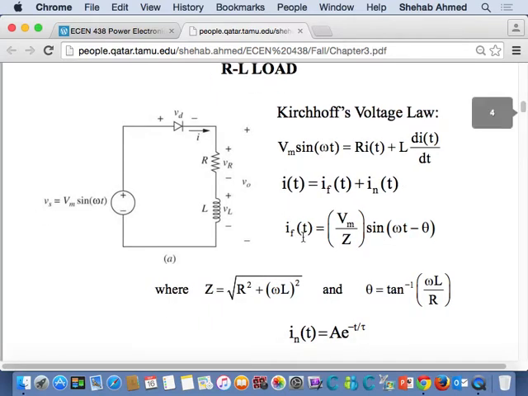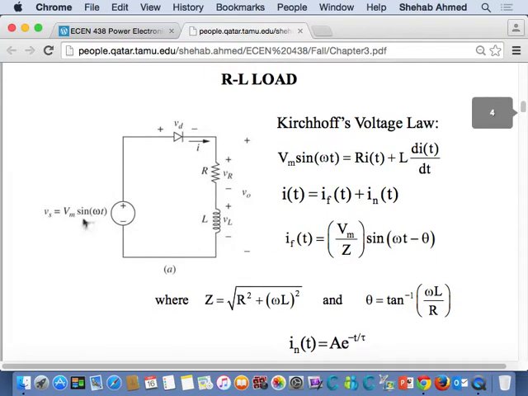So what does the forced response equal? The forced response equals the voltage source that you have in the circuit divided by the impedance, right? So it's V maximum sine omega t. That was my voltage source, V maximum sine omega t. And then where did this theta come from?